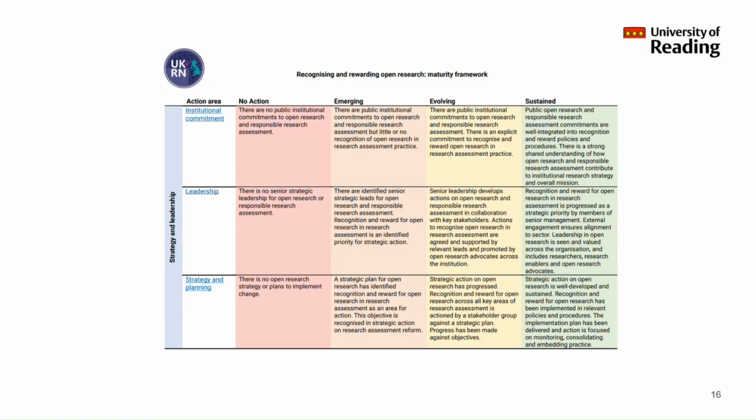On the screen here, I have an image of part of the maturity framework that was developed as part of the OR4 toolkit. As you can see, there are 4 sections in the framework, from no action to emerging to evolving to sustained, which outline the different levels of maturity that each section of the framework can be rated on. The image here just shows one section of the framework. There are 3 in total, and this is around strategy and leadership. For each action area, there's a description of what no action would look like in this area, all the way up to what sustained action in this area looks like.